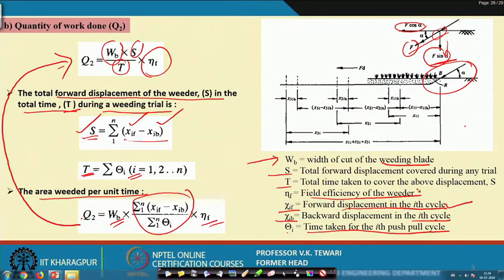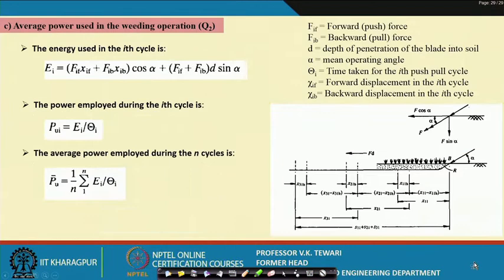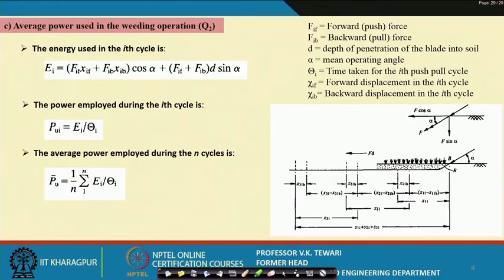Let us go forward and have a look at what exactly we are talking and how we are measuring different types of blades performance. Well, average power used in the weeding operation. What is the average power used? Well, if you talk of the cycles, we have talked of various cycles, from cycle i equal to 1 to i equal to n. Then the average power used in the weeding operation will be here.